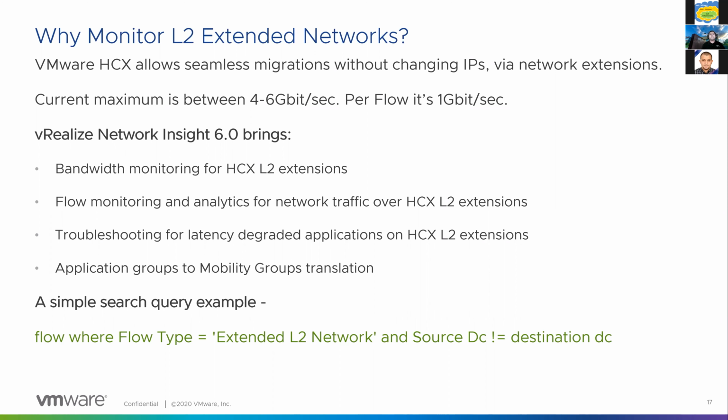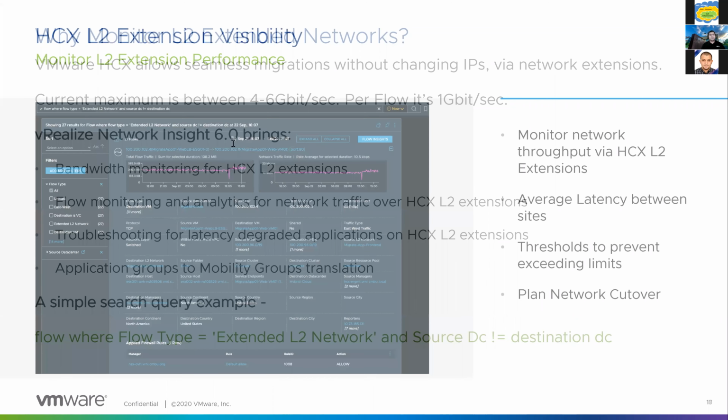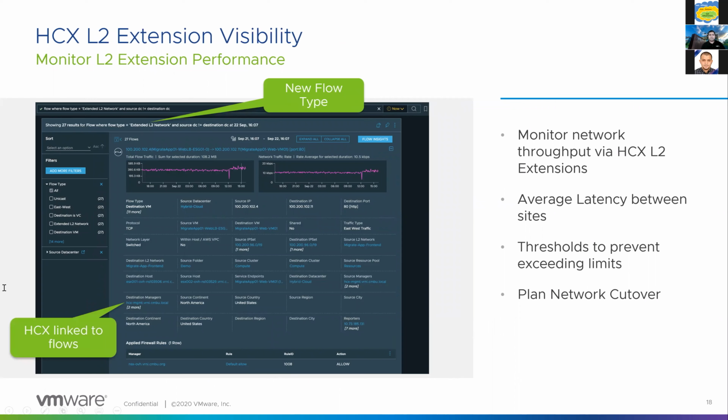So this is the enhancement, and this is how the HCX dashboard looks. As you see, this is the query which we had typed, the same query we saw before, and that is where you specify this new flow type. This new flow type is extended L2 network, right? So we are going to identify such flows in that case. And then we also see the HCX linked to flows, HCX manager.